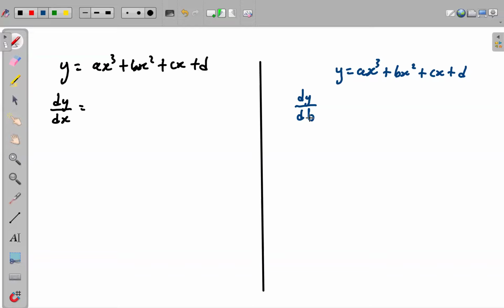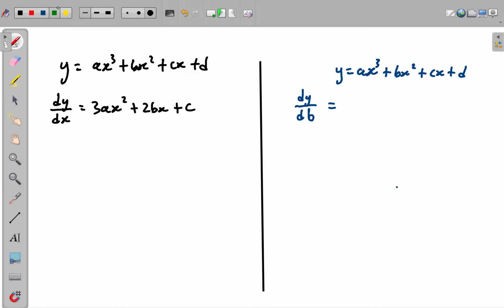When I ask you to find dy/dx, I am saying, look at the expression y, differentiate that with respect to x, which means you are treating every other letter as a constant, as if it was just a number. So when we apply our rule here, we will have 3ax squared plus 2bx plus c. That's it. But on the right-hand side, watch what happens.